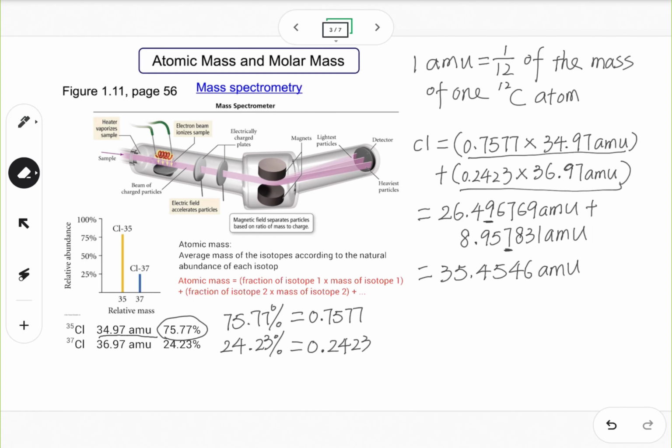Now, because this number has 2 decimal places and this one has 3 decimal places, this answer should have 2 decimal places, right? This one has fewer decimal places. Therefore, you highlight that, and that will tell you to drop the tail. That gives you the final answer, 35.45 AMU. This is the atomic mass for the chlorine element. This is how we do it.